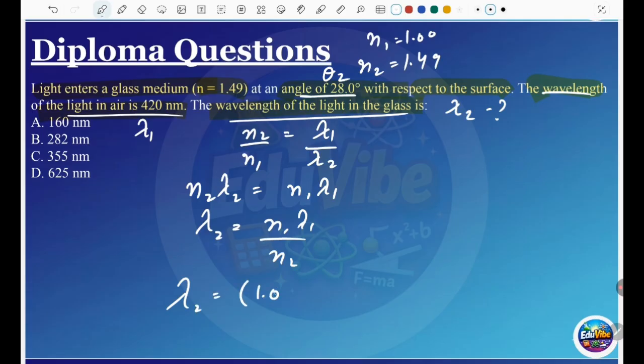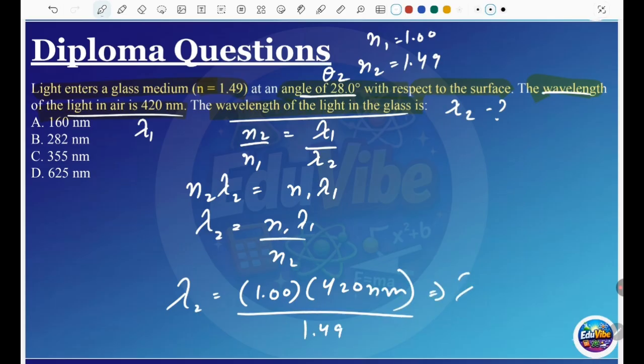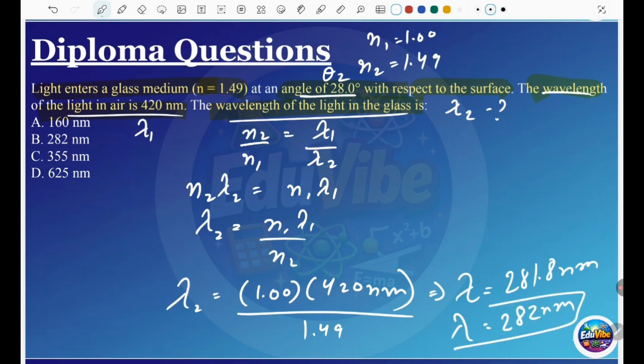So n1 is 1.00, wavelength 1 is 420 nano. You leave this in nanometers because your options are all in nanometers, so you get the answer in nanometers, divided by n2, which is 1.49. When you solve this, you get about 281.8 nanometers, which is also 282 nanometers, which is the B option. 282 nanometers. That's how it is solved.